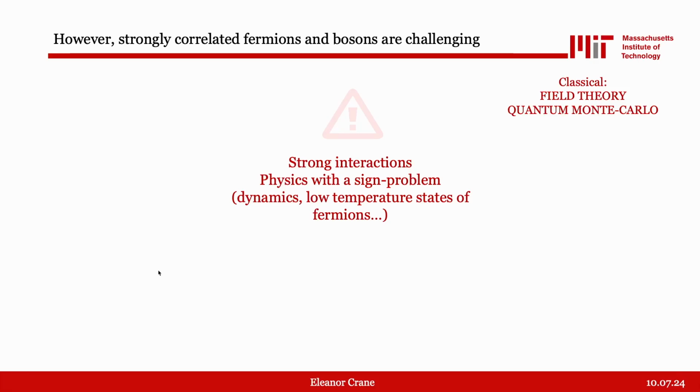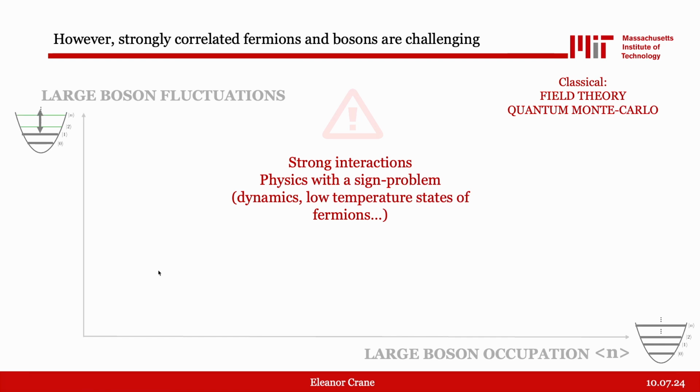So field theory, for example, struggles to get controlled approximations at strong interactions, or you need special symmetries. Quantum Monte Carlo struggles with the fermionic aspect of the problem, or the dynamics, anything where there's a sign problem. And it's the bosonic side of the problem which causes issues for other classical methods.